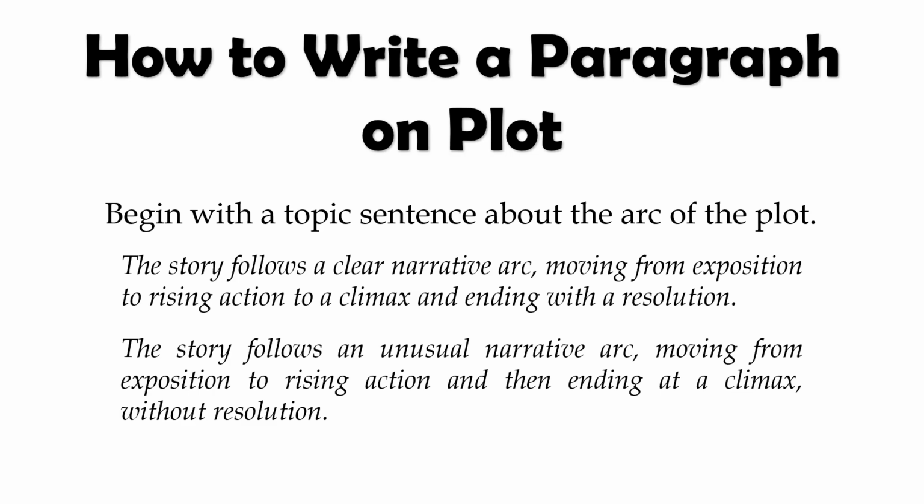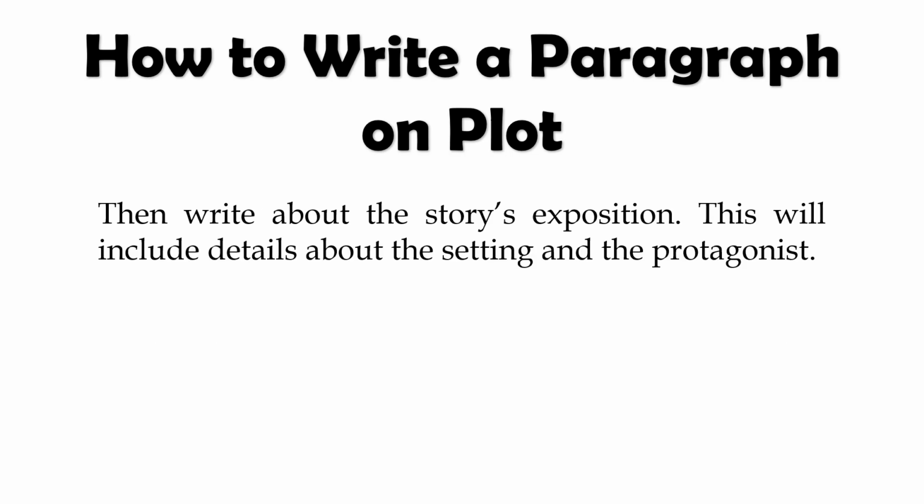I find one of the best ways to begin an analysis of plot is to create your own graph with tension against time and map out the key movements in the story's plot. After doing that, you'll have a really good sense as to what the plot looks like, and you'll be ready to analyze it. After this topic sentence, where you give an overview of the kind of arc you're dealing with, you want to write about the story's exposition, if it has one. Though I suppose all stories do, though they tackle expositions in different ways. This will include details about the setting and the protagonist.